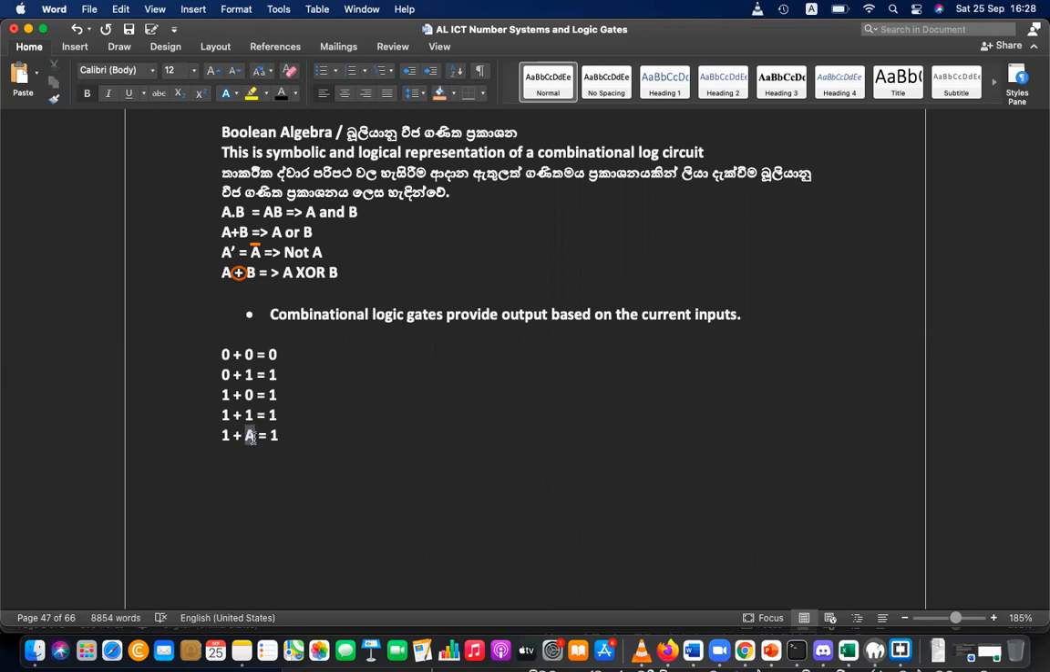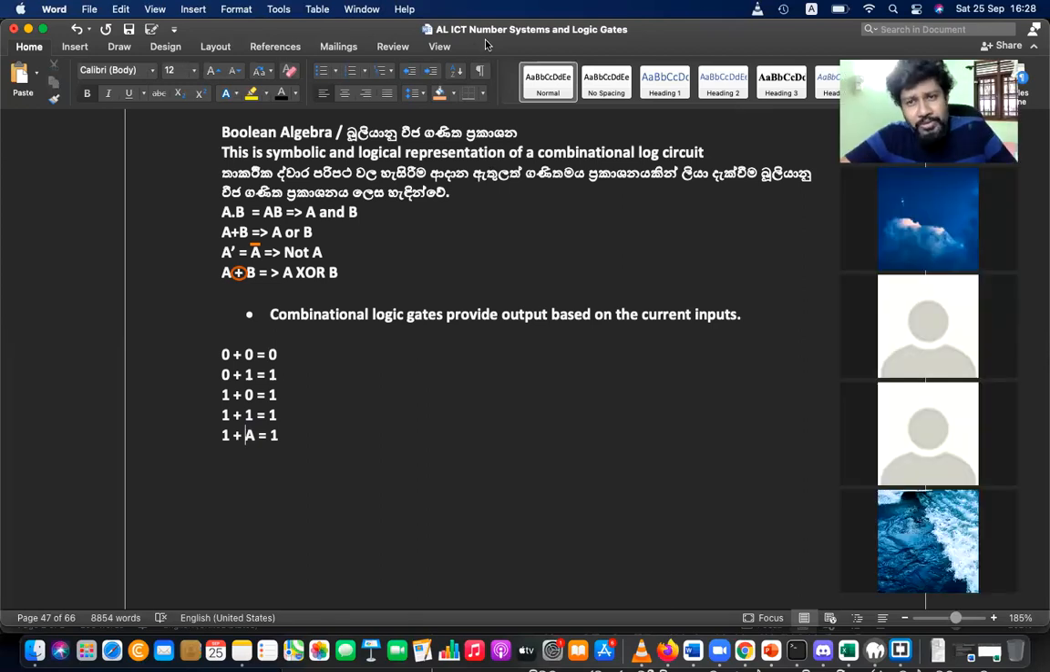So no matter which value A takes, either 0 or 1, those are the possible values. So no matter which value A takes, 1 or A is 1, because if it is 0, then also 1, and if it is 1, then also 1. On the other hand, if it is 0 or A, what is the output?